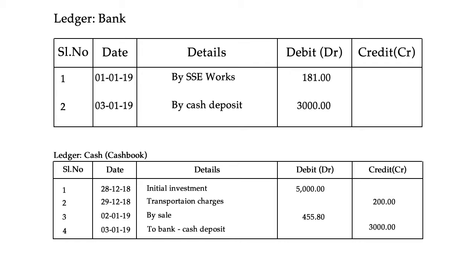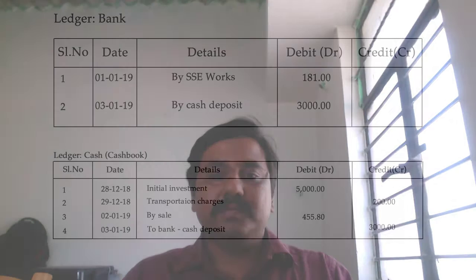As we are depositing from cash, the cash book or the cash ledger is credited by 3000 rupees and your bank account is debited by 3000 rupees.